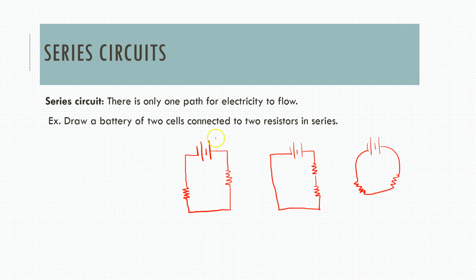How you know it's in series is if you put your finger on it right here at the battery and you had to make a complete loop to get back to the battery again. The only way that I can go is this path that's laid out for me. Whether it's a circle, a rectangle, or whatever, that is a series circuit. There's only one path for the electricity to flow.